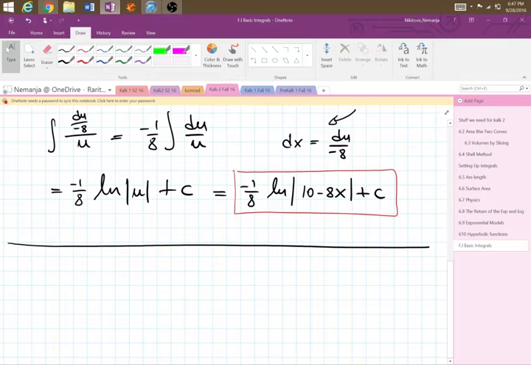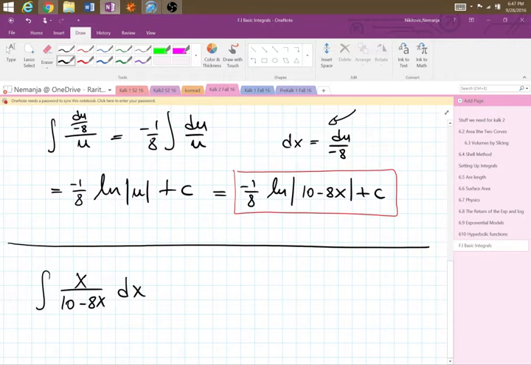What if it was x over 10 minus 8x? Can you tell again? X over 10 minus 8x? Like this. Yeah. Would the x be the dx? Let's see. I don't know.